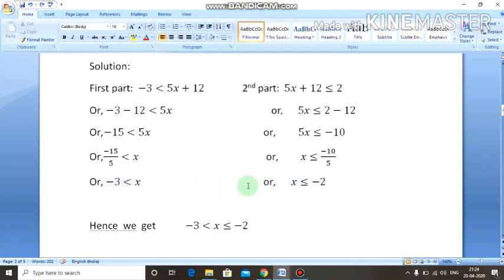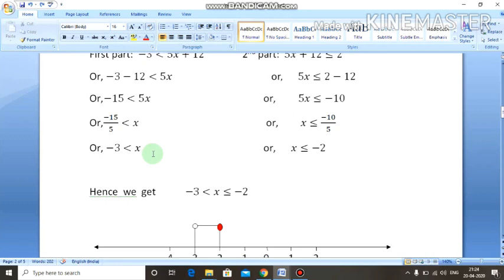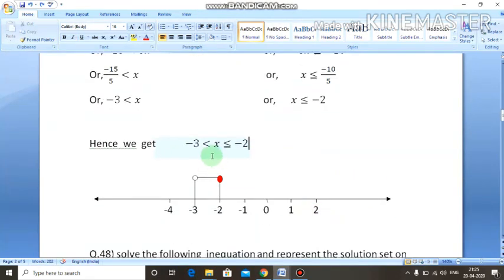Now we'll combine these two. Actually it was in combined form. To solve it, we divided it into two parts. Again, when we give the final answer, we'll combine it. So write x in the middle position, after that copy this part. See, this is the solution of the first part, and this is the solution of the second part. So combined, these two give minus 3 less or equals to x less or equals to minus 2. Now we have to plot this solution on the real line.